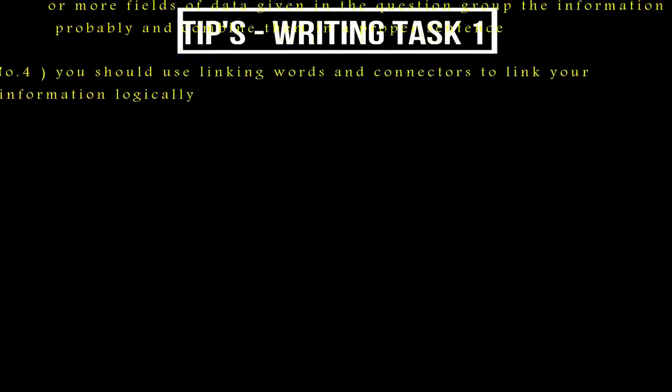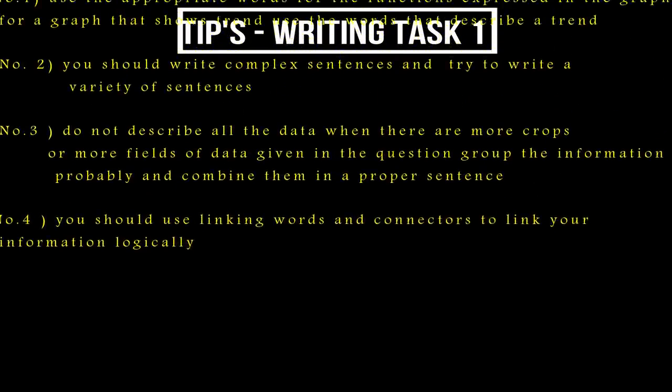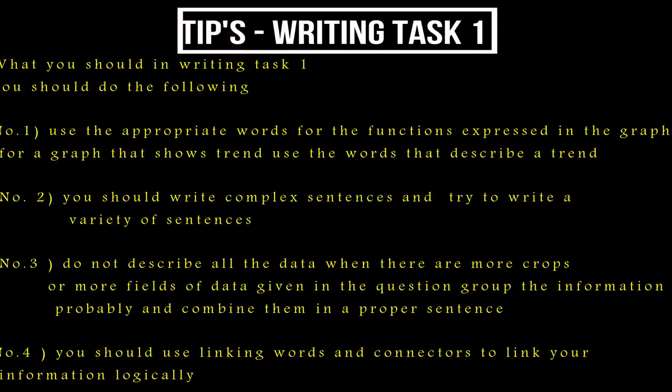Before the exam, here are some tips for you to get a good band score in writing task 1. What you should do and what you must avoid in academic writing task 1. You should do the following. Use the appropriate words for the functions expressed in the graph. For a graph that shows a trend, use the words that describe the trends.